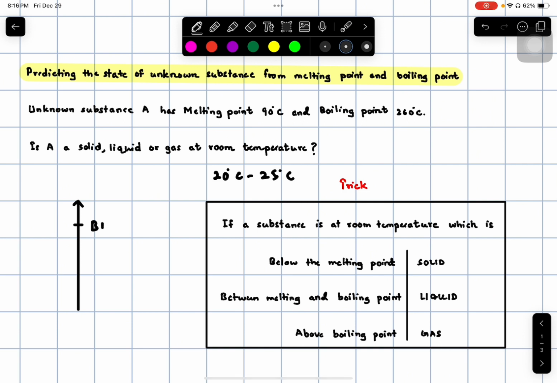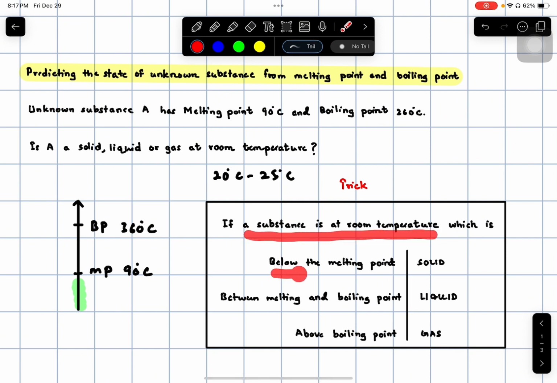That's why the boiling point will be somewhere here, and the melting point will be at a lower place than the boiling point. Boiling point is 360 degrees Celsius. Melting point is 90 degrees Celsius. Now, if it is at room temperature, which is 20 to 25 degrees Celsius, it means that the substance is somewhere below the melting point. And if a substance is at room temperature, which is below the melting point, then substance A will be a solid here. It means that substance A has not been melted yet, so it's still in the solid state.